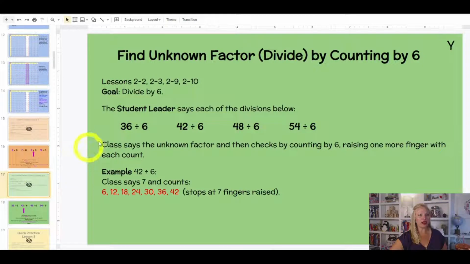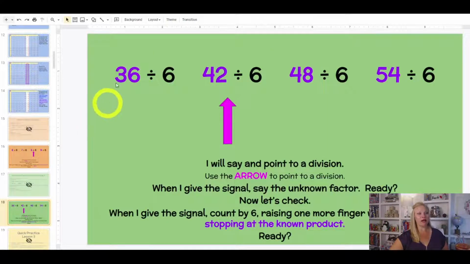But next we go into not knowing the other factor. So factor, factor, product. This would be the product, factor, factor, and the division. Boys and girls, read it with me. 36 divided by 6. And now we're going to have to use the counting up strategy. Ready? 6, 12, 18, 24. And we would stop when we got to 36. What's our other factor? 6.